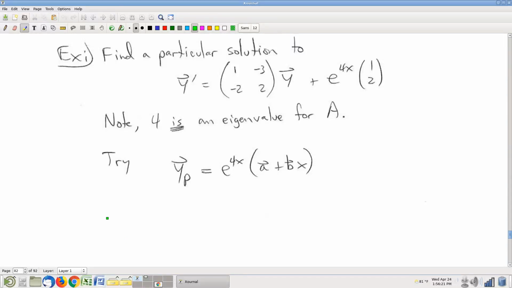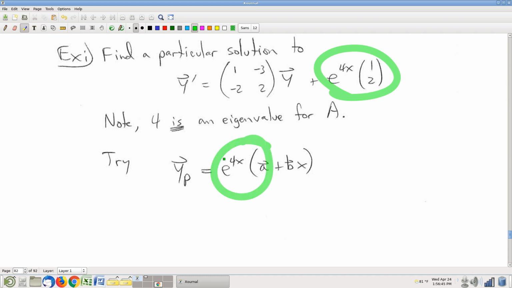So here's where we were last time. We were looking at this non-homogeneous system of equations. Of course, we've got the system in matrix form because this is very convenient, right? And we've already talked about how to approach this. Our naive guess would have been, just looking at it, I have an exponential times a constant vector. Naive guess would have been exponential times a constant vector.